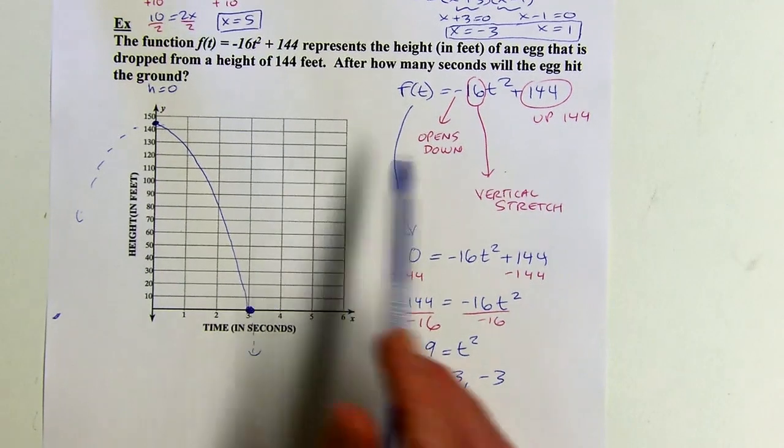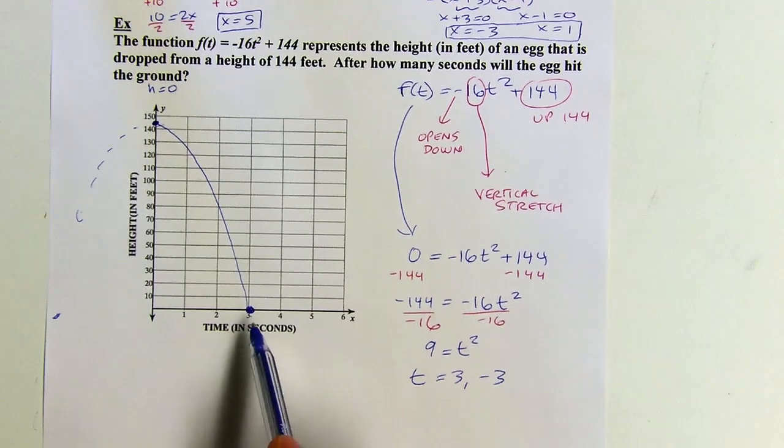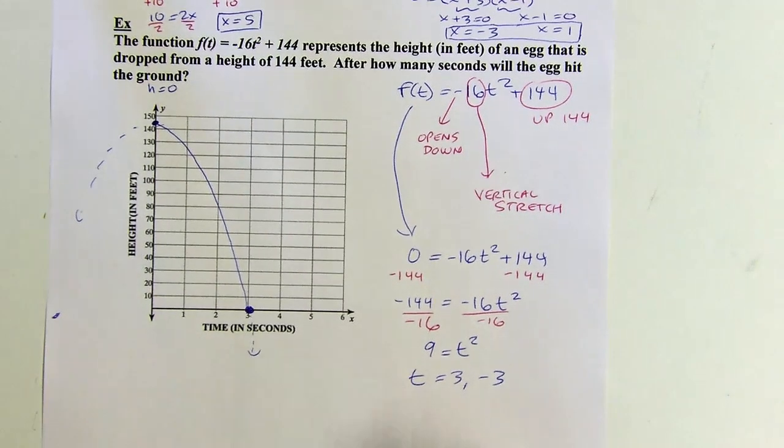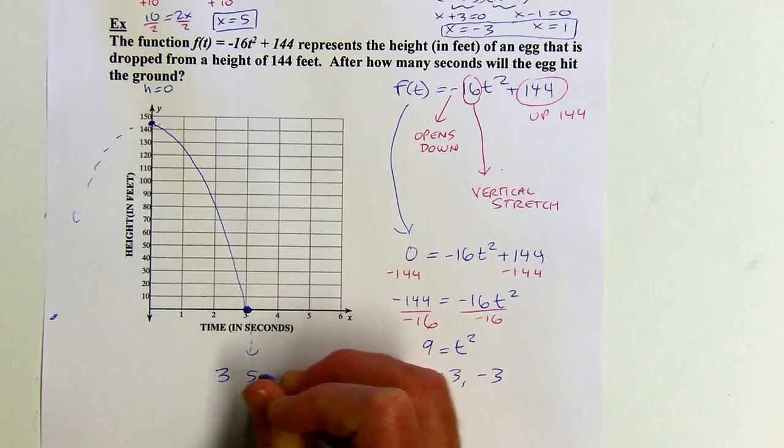And this says after how many seconds will the egg hit the ground? Well, this is when it's going to be at a height of 0. So my answer is going to be 3 seconds then.